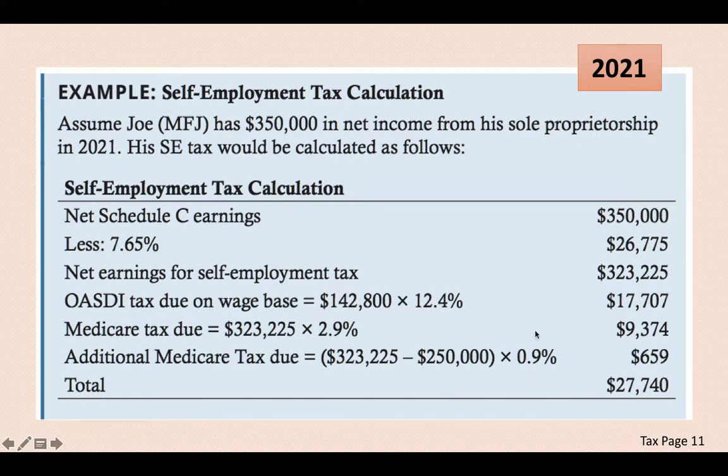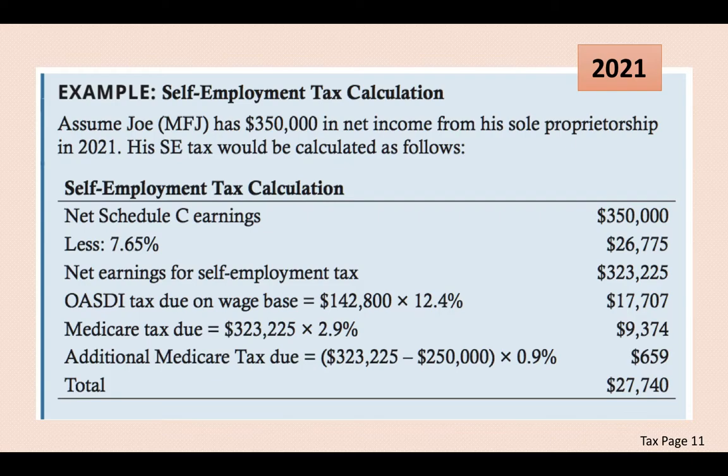So then you are subject to additional Medicare tax, 0.9%. For this one, you multiply the excess amount times 0.9%, which gives you 659. So this is additional. You add these three together and you would get $27,740. So you can see this number is not 15.3% times your Schedule C amount, right? This number is much smaller, right? So this is how you calculate your self-employment tax.